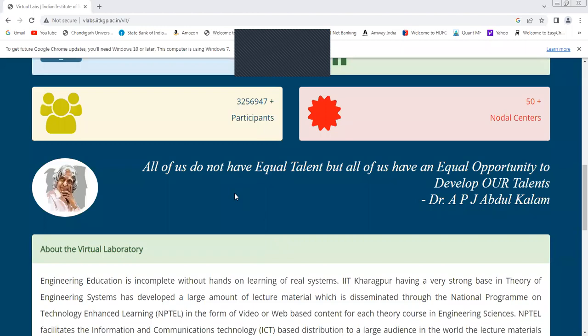Good morning, students. In this class, we will perform your experiment number 4. Your experiment number 4 is to study the common emitter characteristic, to study the input and output characteristic of a common emitter amplifier. For this, I will take you to the IIT Kharagpur platform.